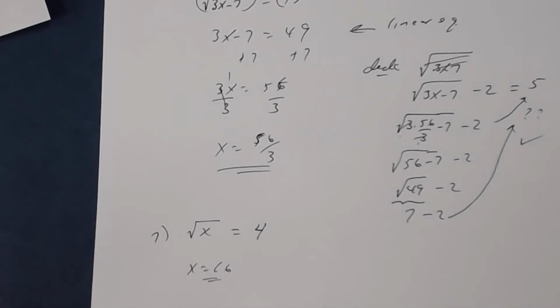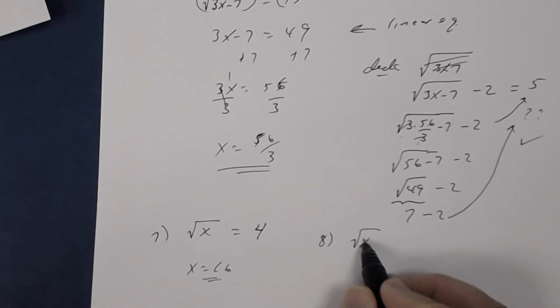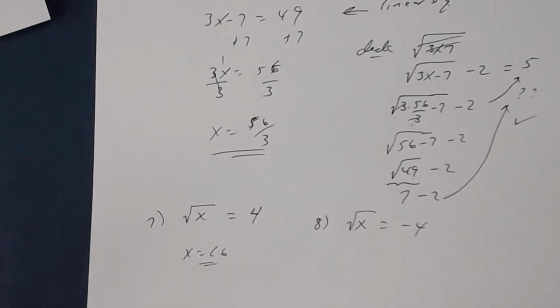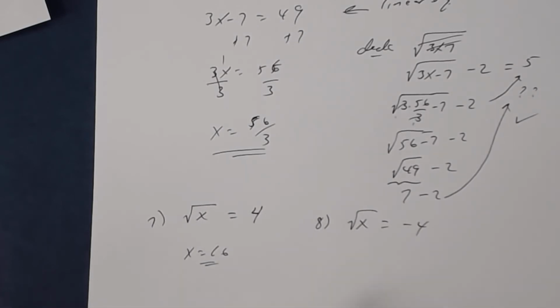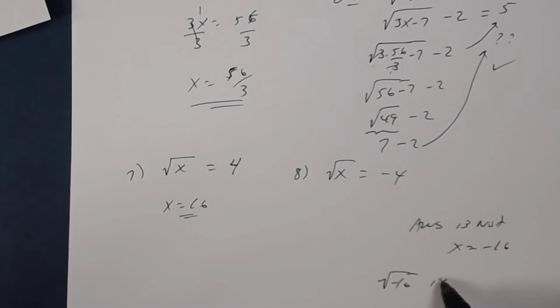No big deal. What if I had this? The square root of x equal negative 4. Think about that. Square root of x equal negative 4. Right away, some of you are going to say negative 16. It's not. Because you got to remember from a previous lesson, the answer is not x equal negative 16. Okay? Because think about that. The square root of a negative 16 is not a real number.